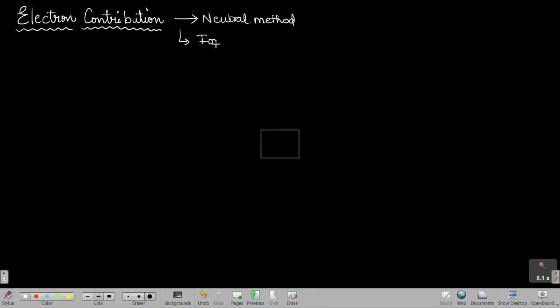Say I have a bond between two atoms, for example a carbon-carbon bond or a carbon-hydrogen bond. A bond is formed by two electrons. Electron contribution is basically how many electrons each atom is contributing. If it is a carbon-carbon sigma bond, we say one electron is contributed by this carbon, one electron is given by this carbon. So this is for bond formation.